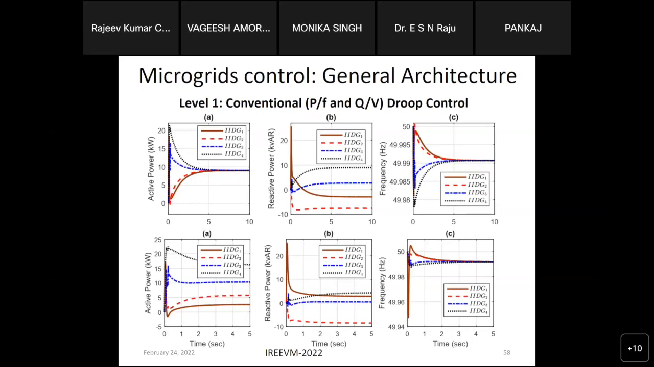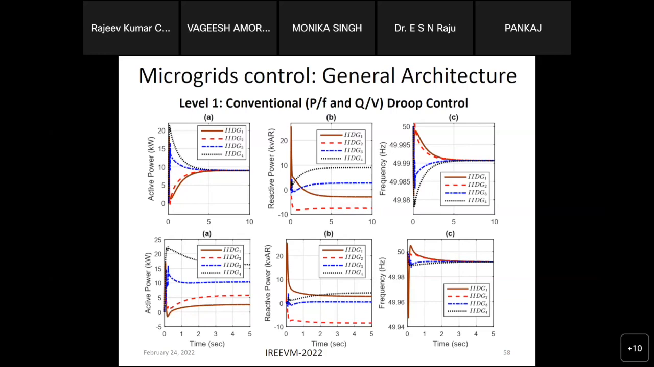When we take equal power ratings, or equal droop gains, we have equal active power sharing, and the frequency settles after 5 seconds. However, we can observe that the reactive power is not shared equally, although we have equal power ratings. When we see the second figure, we have proportional power sharing as per the power rating of the DGs. And coming to the reactive power, we still have the problem with reactive power sharing.